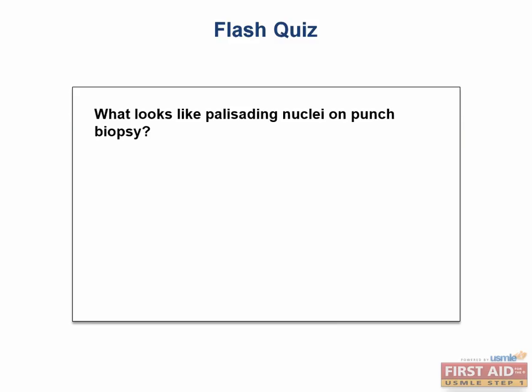Let's do a flash quiz. What looks like palisading nuclei on punch biopsy? The answer is basal cell carcinoma. Squamous cell carcinoma would show nests of cells and perhaps a keratin pearl, and melanoma would show atypical cells with lots of pink cytoplasm invading the dermis.